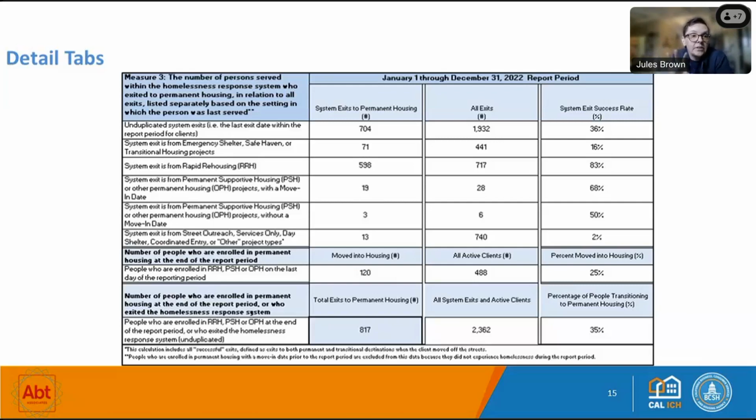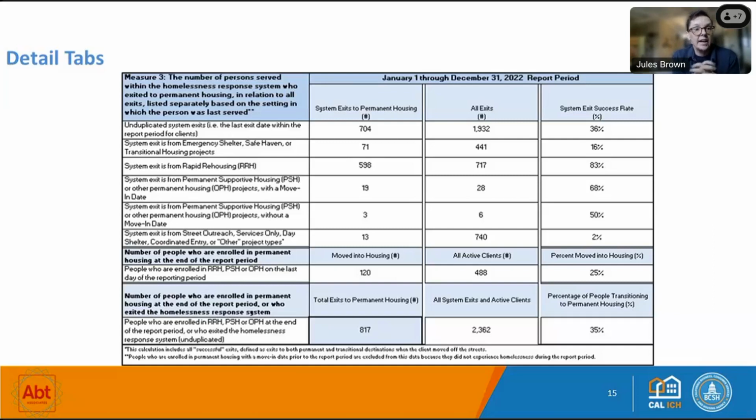And so up here, this breaks out those system exits by 2 groups. The top set of rows up at the top are all about those folks who have actually exited the system. So if they remained enrolled in permanent housing at the end of the calendar year or reporting period that we're looking at, they're not included here. Okay, these are for folks who have system exits, and that means that they have not returned. They have an exit after which they have not returned for those 14 days, as Melissa said.